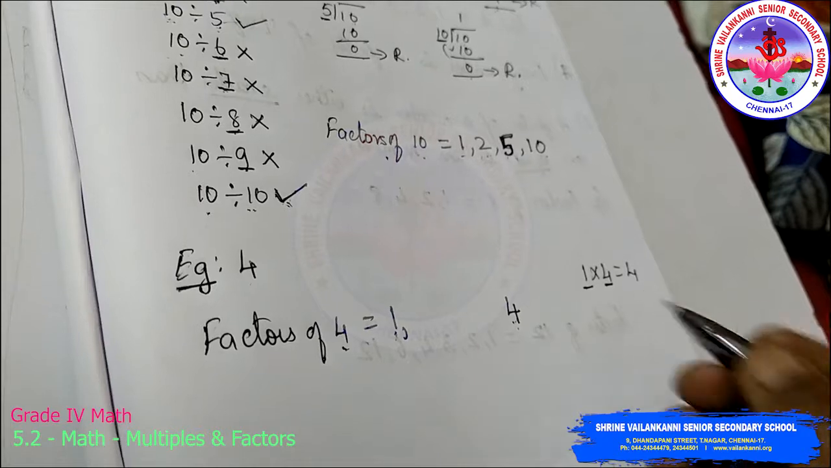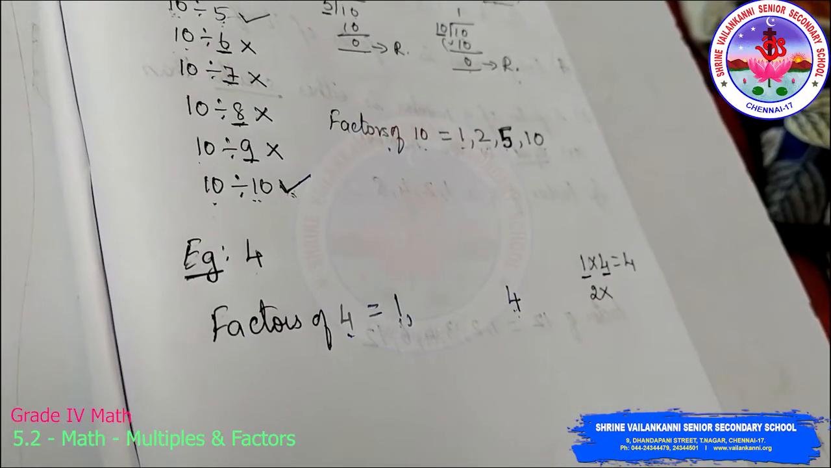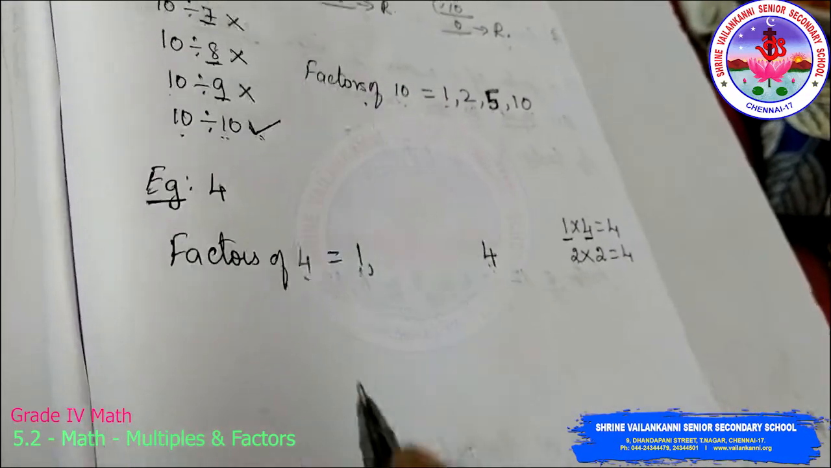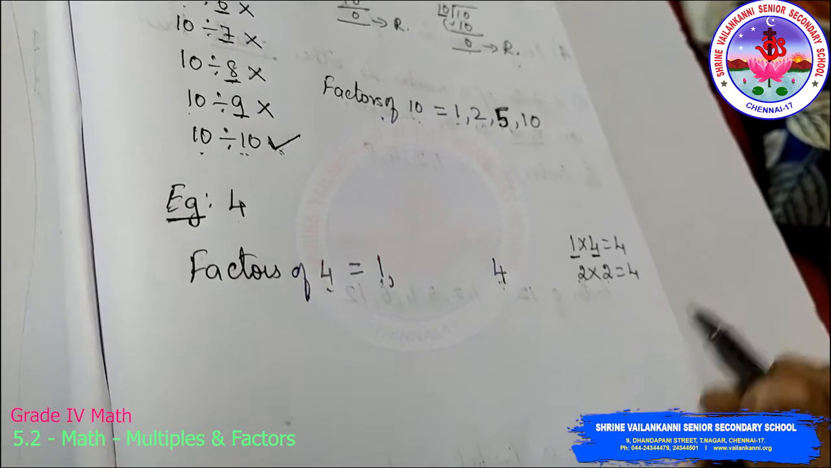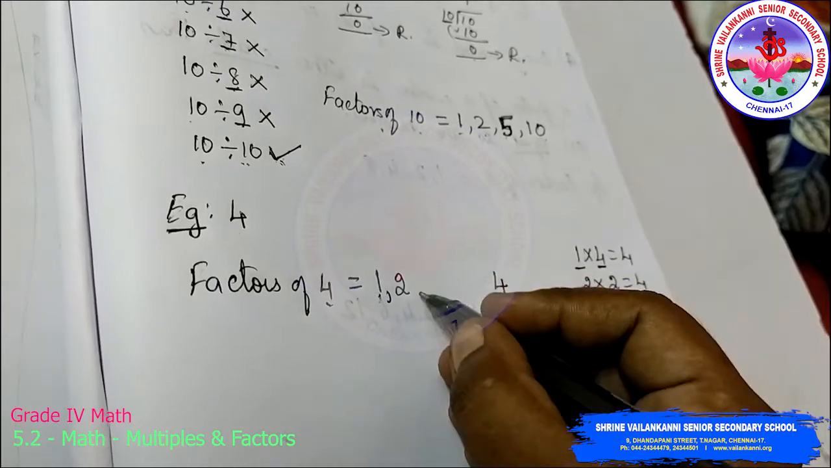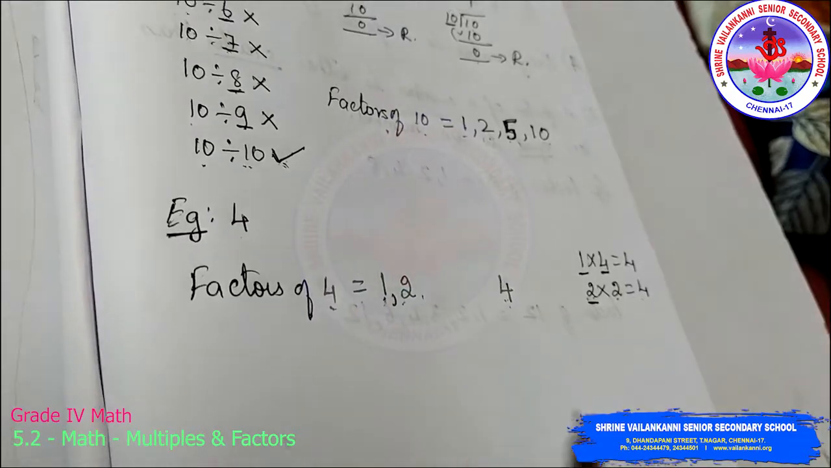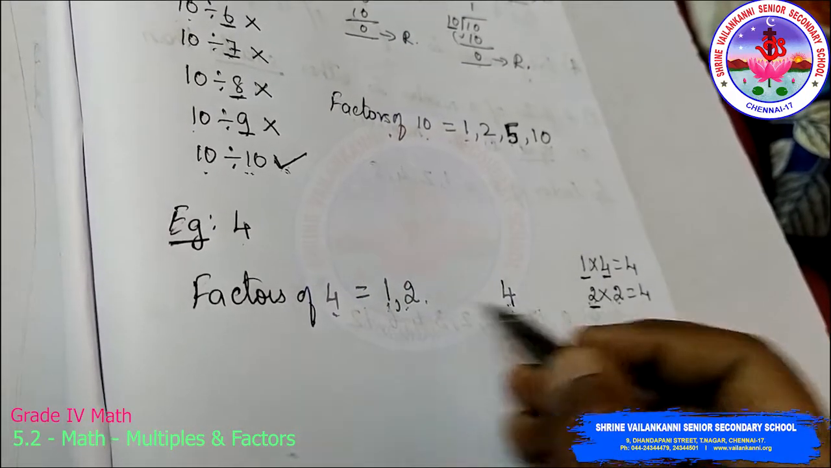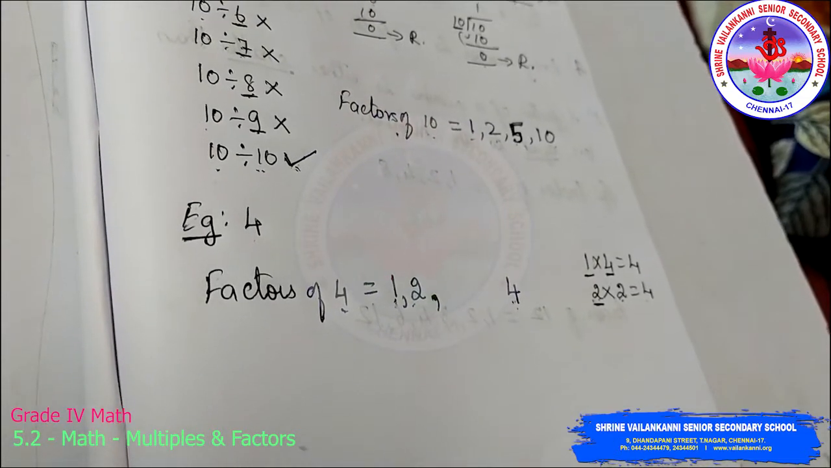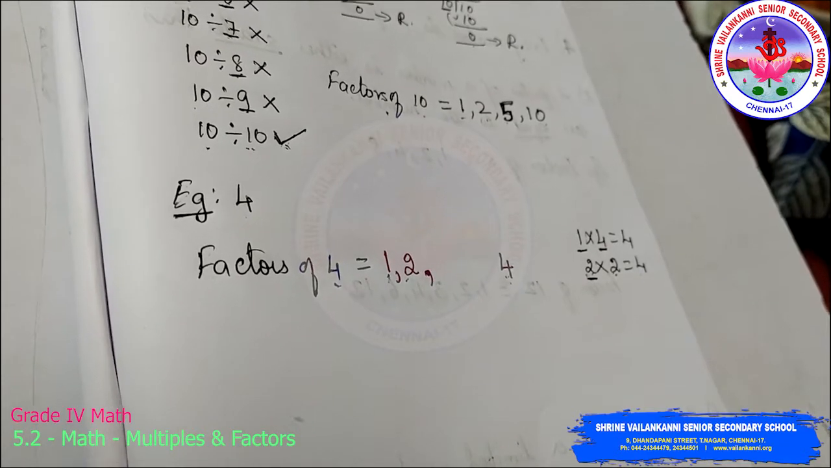Okay, and then I am moving to the 2 table. Will I get 4 in the 2 table? How many times? 2 2s are 4. So this 2 I am writing here, and this 2 is already there, so only one time you can write the 2. That is why I am writing one time. And then check with the 3 table. We will not get 4 in the 3 table. Check in the 4 table.